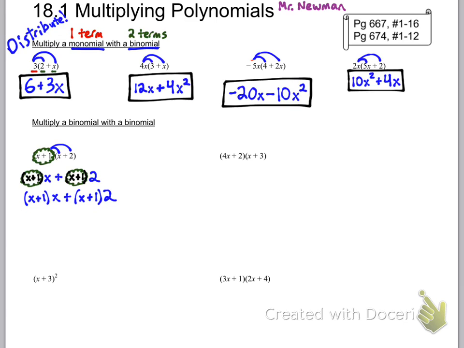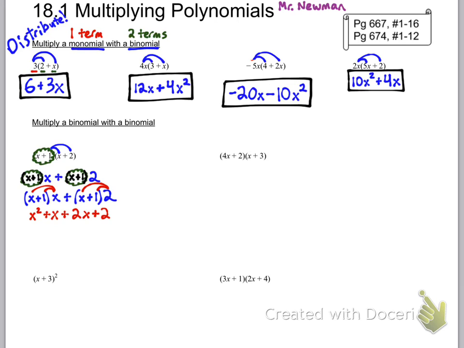Now, we still have parentheses, but what we could do is we can simply distribute back across. So the x gets distributed to the x and the 1, and the 2 gets distributed to the x and the 1 as well. And what you get is x squared plus x plus 2x plus 2. We're not done simplifying this because once we've multiplied it, we need to combine all the like terms.